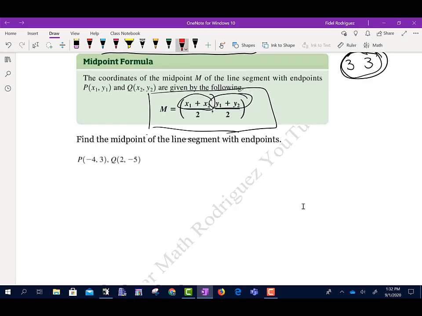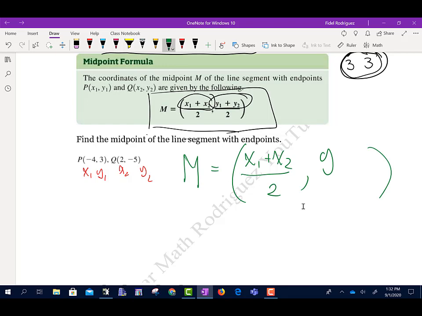So let's do it just like we did before. This is going to be my x1, that's going to be my y1. This will be my x2 and my y2. And now we're going to find the midpoint. The midpoint is going to be a point, so it's going to be coordinates: an x coordinate and a y coordinate. All right, so I'm just going to write down the formula: x1 plus x2 over 2, y1 plus y2 over 2.